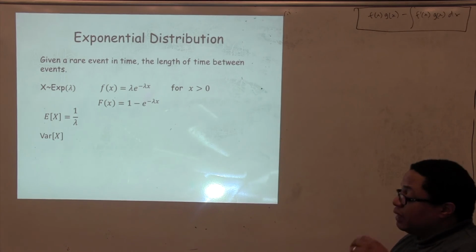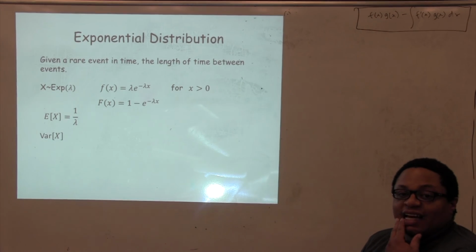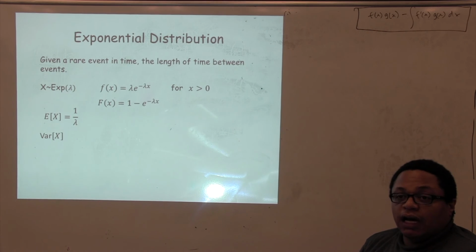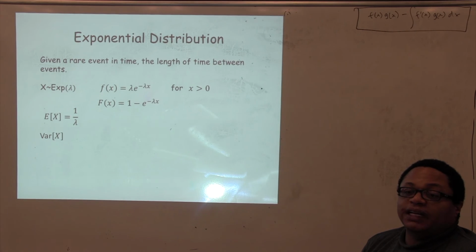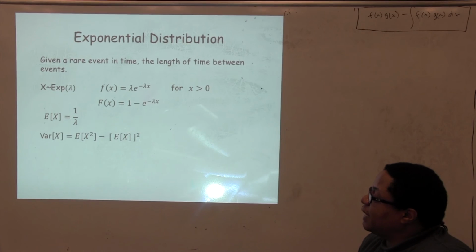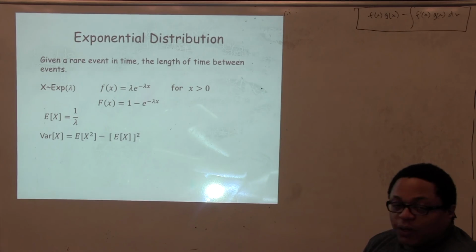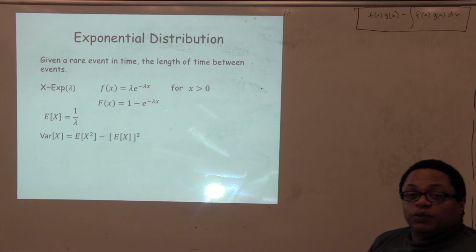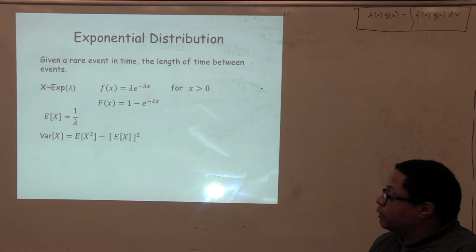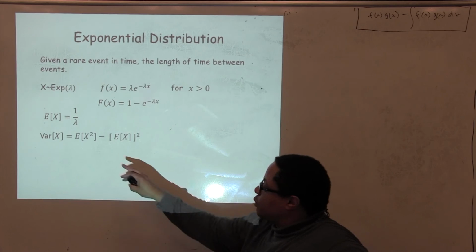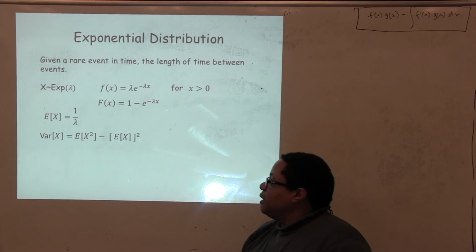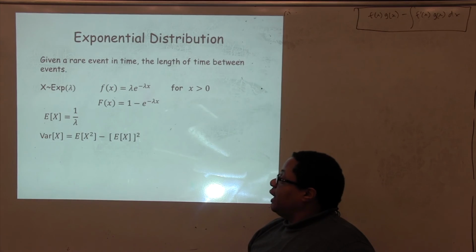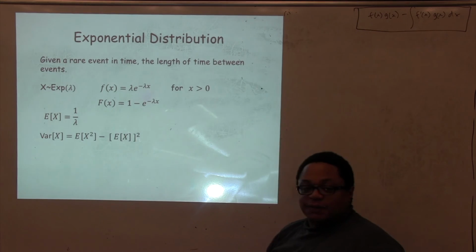So now, let's look at the variance. And to solve the variance for the exponential distribution, we're going to make use of the variance equation. And the variance equation says the variance of x, so sigma squared is the Greek symbol for the variance, variance of x is equal to E of x squared. So you're going to take your x and you square it and take its expectation, minus E of x, which we just solved for, 1 over lambda, and you're going to square that result for the expectation.